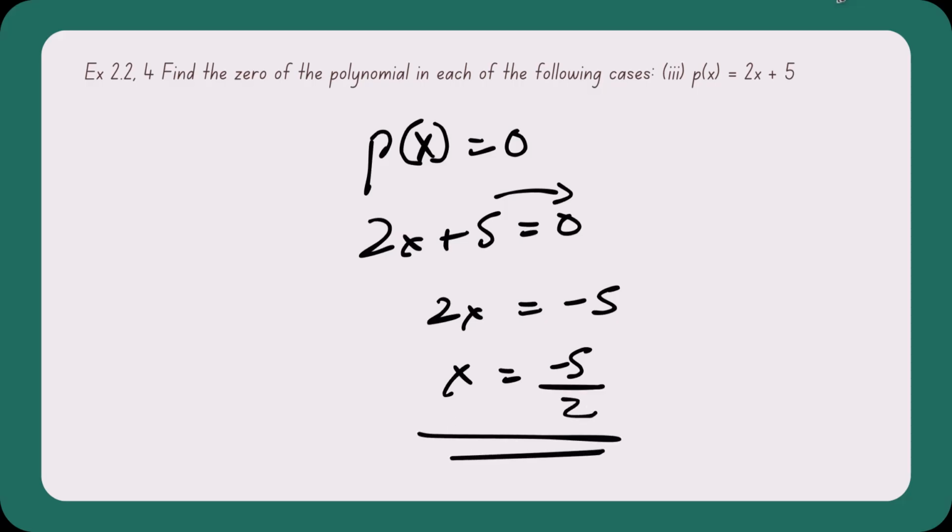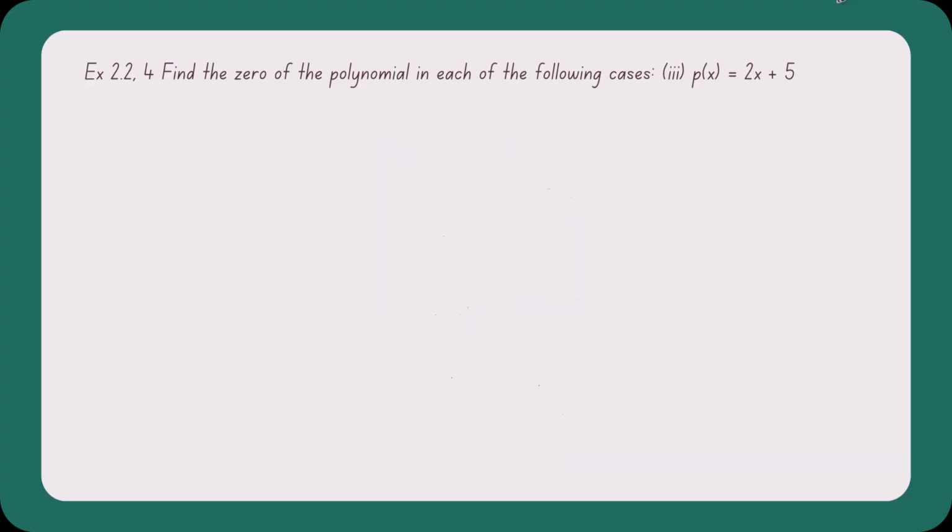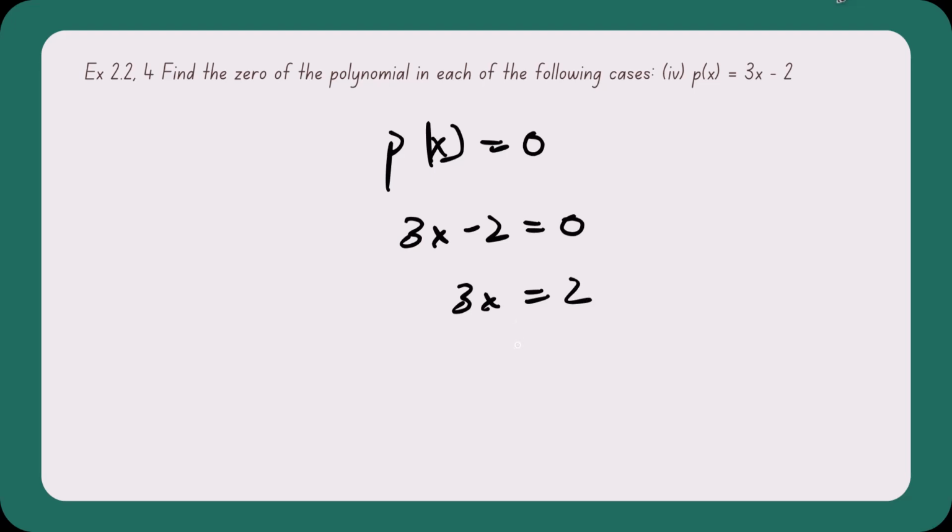So the idea of finding the 0 of the polynomial is very easy. Equate the polynomial to 0 and find the value of x. Again, equate the polynomial to 0, right? Then let's find the value of x. So 3x minus 2 is equal to 0. 3x is equal to 2, because minus will become plus when it goes to the other side. So it will become 2 by 3. x is equal to 2 by 3. Very simple. So 2 by 3 is the 0 of the polynomial.